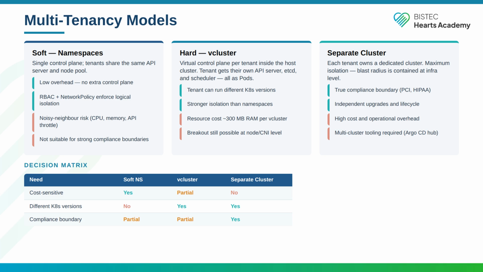The decision matrix on this slide makes the trade-offs explicit. Cost-sensitive environments with no compliance mandate: namespaces. Teams that need different Kubernetes versions: vCluster or separate clusters. Hard compliance boundaries: only a separate cluster fully satisfies an auditor's requirements.